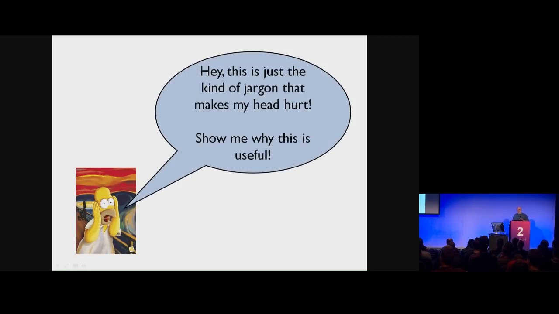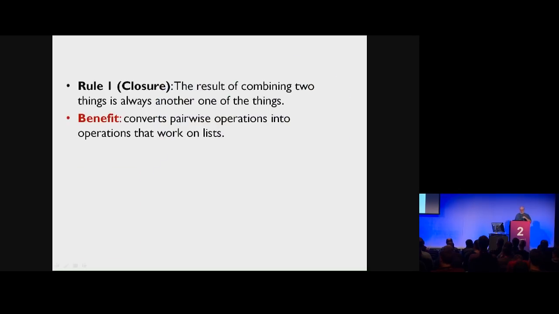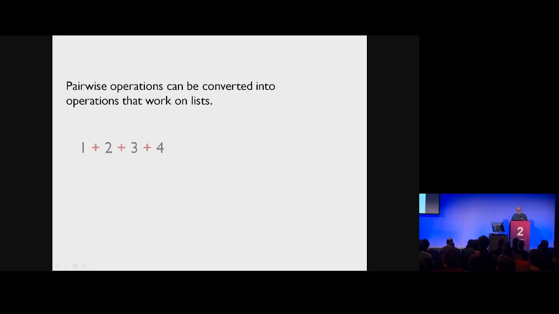So let's stop with the jargon. Homer says, no more jargon. Don't talk about monoids. Why is analyzing these patterns useful? How is it useful as a programmer? Well, if you think about the closure rule, the fact that you can combine two things and get another thing, that means that all pairwise operations can be converted into things that work on lists. So you just start with a pair and you add up the list.